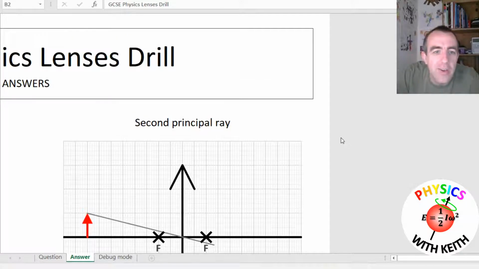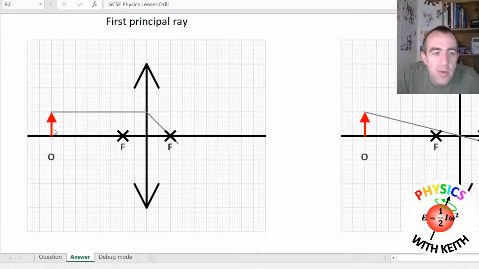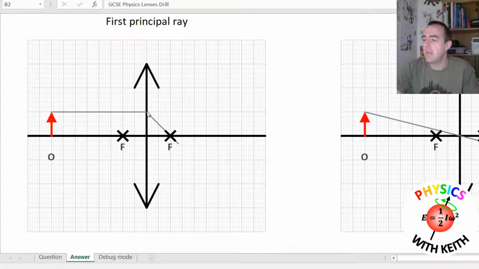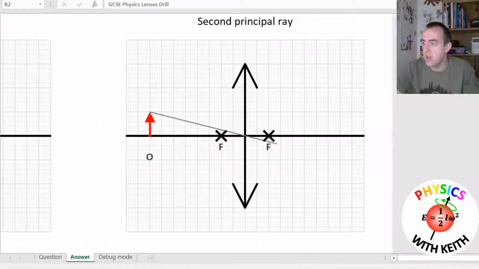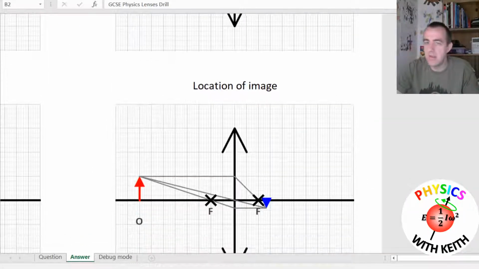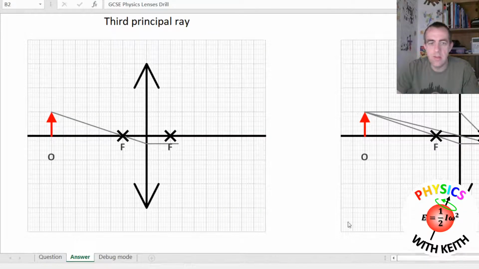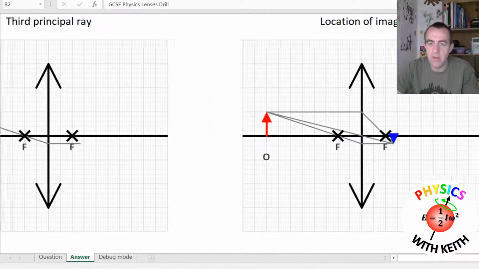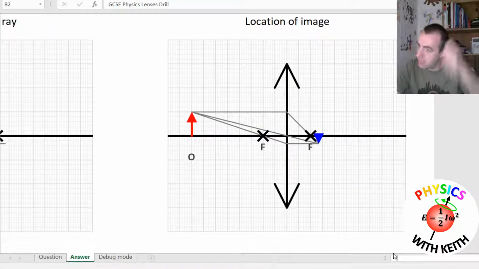Really badly chosen example. But the first principal ray is parallel to the principal axis, through the far focal point. The second principal ray is straight through the middle, which you can see here. The third principal ray is straight through the middle, straight through the near focal point, then parallel to the principal axis. When you combine the three together, you get something like that.